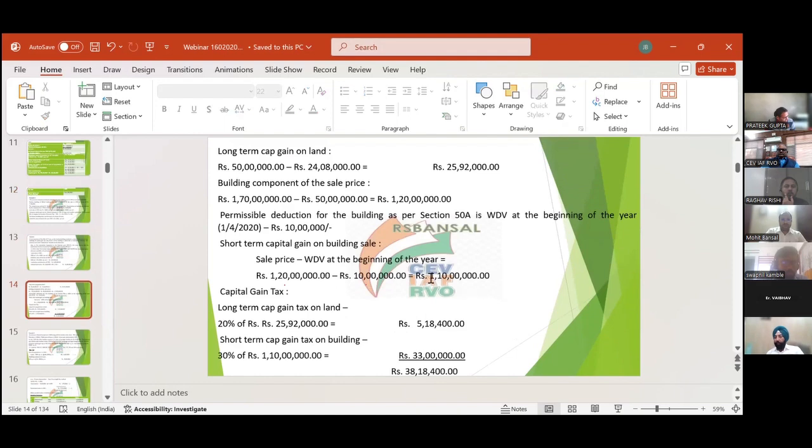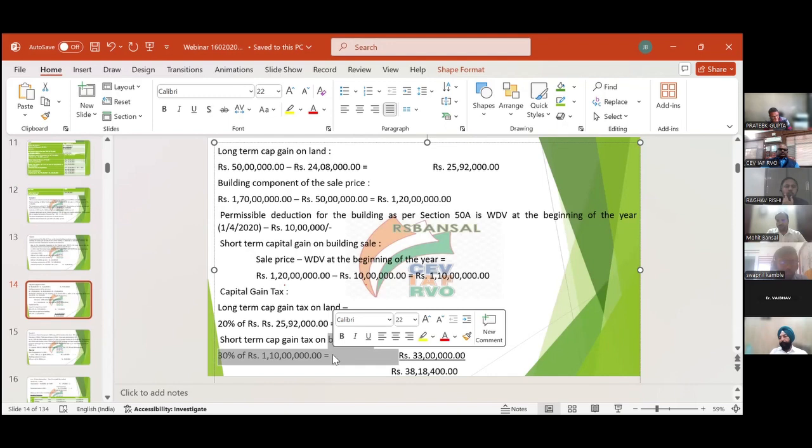So this 1 crore 10 lakh will attract, because he has been availing depreciation benefit up to the year 2020, and property is sold in 2021. There is a gap of only 1 year. It is less than 24 months. It will attract a short-term gain of 30%. So you have to apply 30% over the building part. Is it clear, Aghav ji?